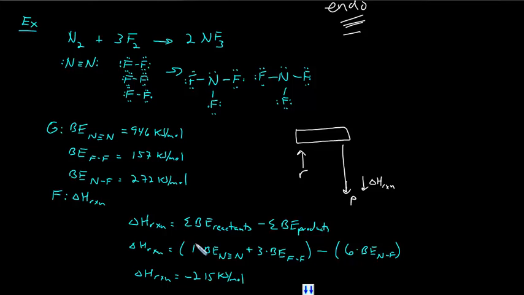Like for our reactants, we had 1 N triple bond. So 1 times the bond enthalpy of N triple bonds. Plus, there were 3 F single bonds. So 3 times the bond enthalpy of F single bonds. And then subtract now the bond enthalpy of the products. There were 6 NF bonds, so 6 times the bond enthalpy of NF bonds, and combine it all and you get the heat of the reaction is equal to negative 215 kilojoules per mole. In this case, less energy was required to break the bonds than was released in forming the bonds. There's overall stabilization. That is an exothermic reaction.